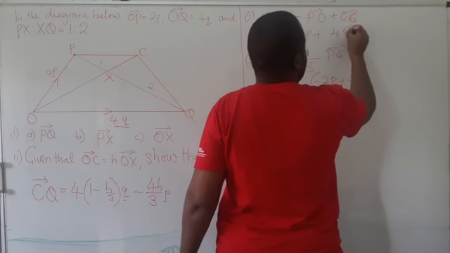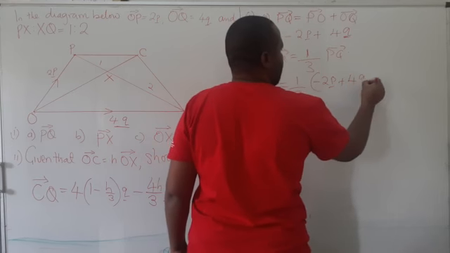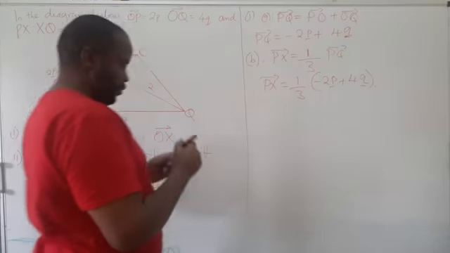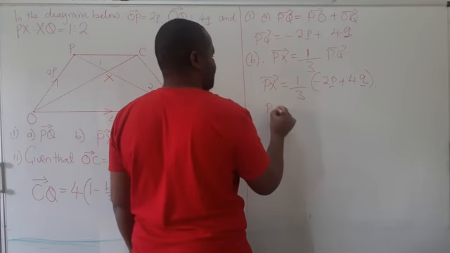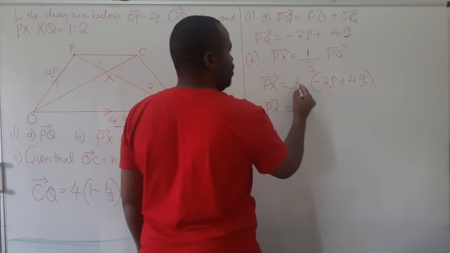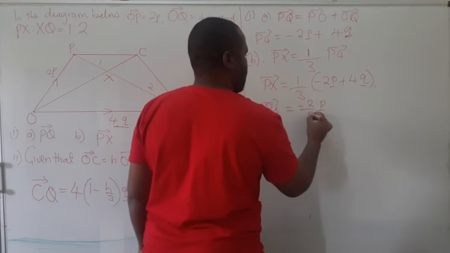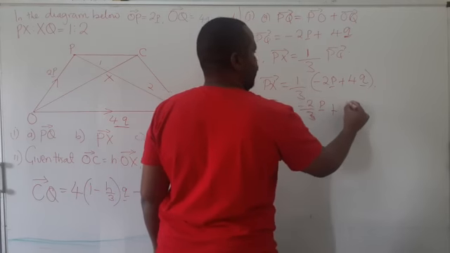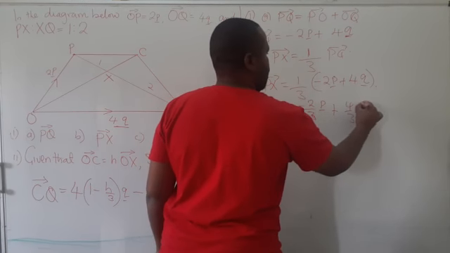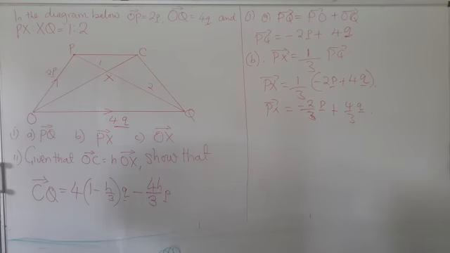Alright? Should have been Q, meaning that here we say 4Q. Okay? That is the answer, or you can distribute. You can say Px is equal to this by that, which will be negative 2 over 3P, alright? Plus 1 by 4 will be 4 over 3Q here. Okay, this one is our answer.